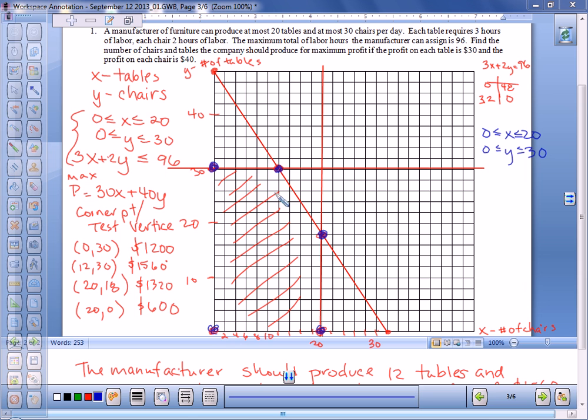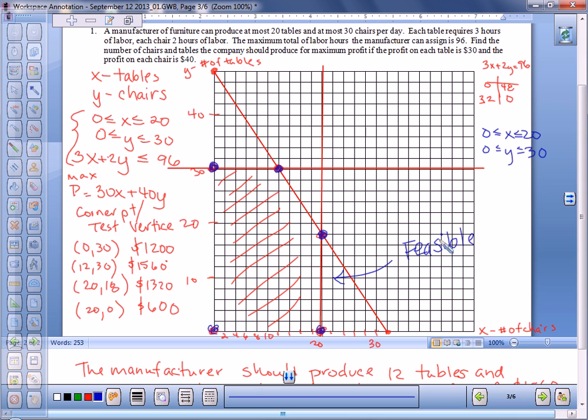What's the special name for a shaded region in a linear programming problem? Solution area, something like that. It's like something that's feasible. Thank you, Donna. This is the feasible region. Excellent. Okay, that's our feasible region.